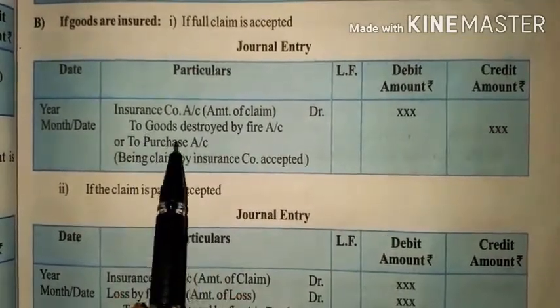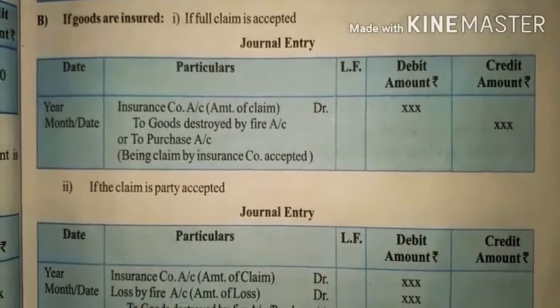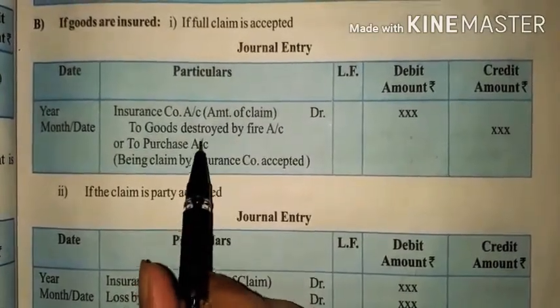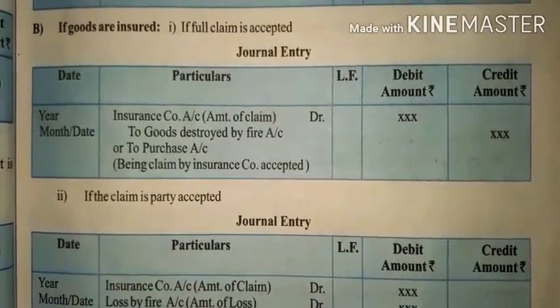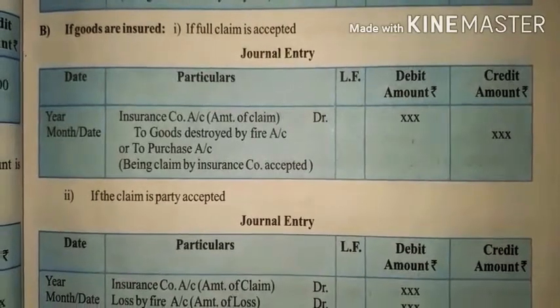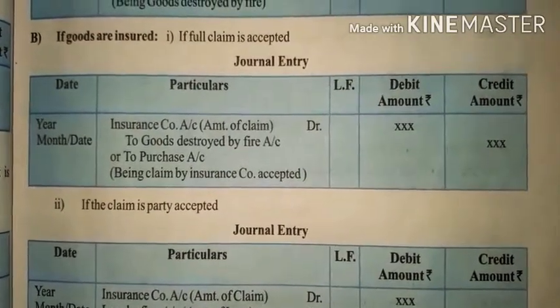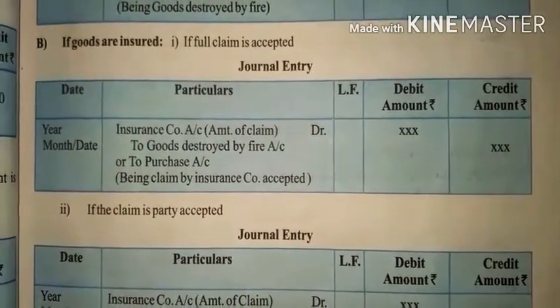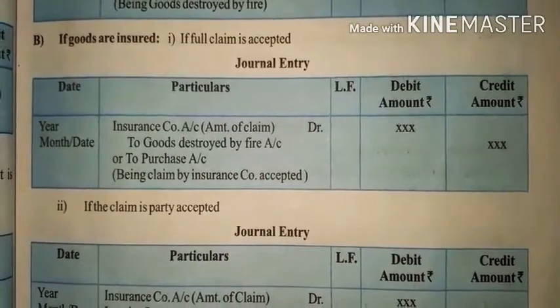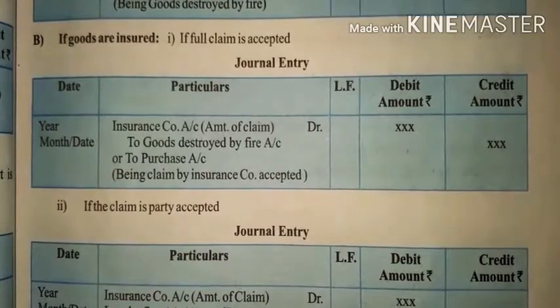The next account, to goods destroyed by fire account or to purchase account. The second account is very simple. Goods destroyed by fire or purchase account is going to get the credit effect. Credit what goes out, because goods are destroyed, goods are lost, goods are gone out of the business. That is why credit effect, and the amount you have to write down in the credit column.